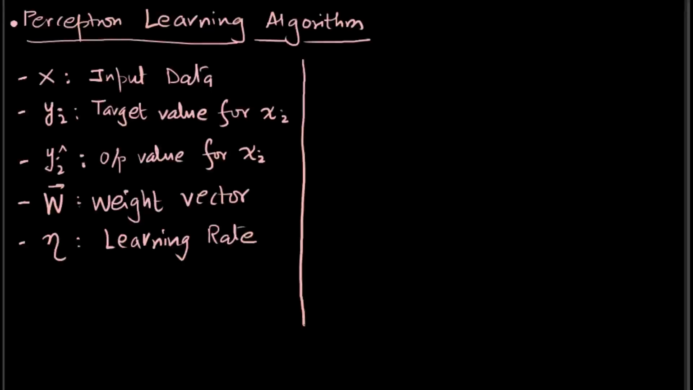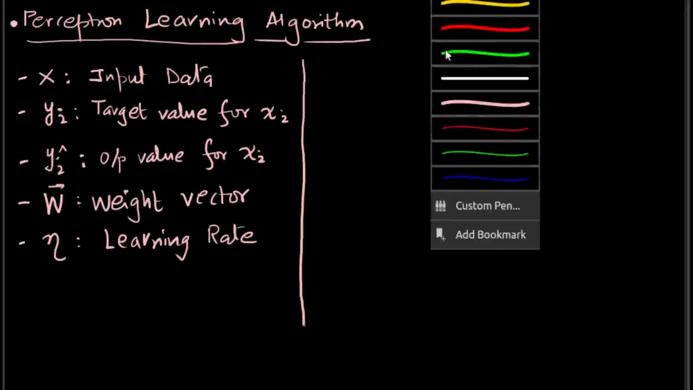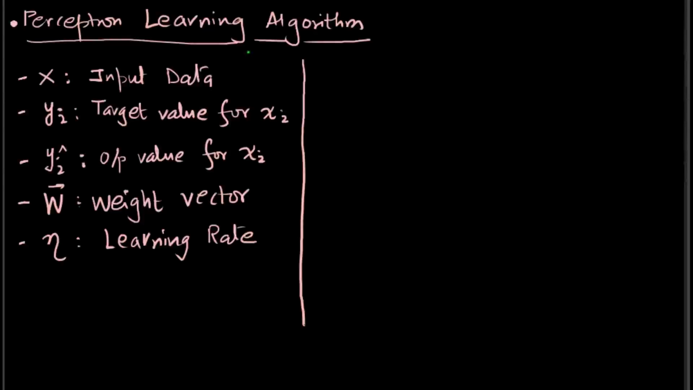Now we will see the steps for the learning algorithm. In the first step, we will calculate net i. The net i for the sample i is calculated as the dot product of the weight vector and the input data xi. In the second step, we will calculate the output value for xi using the sign function of net i.